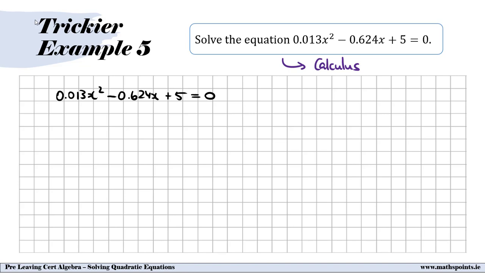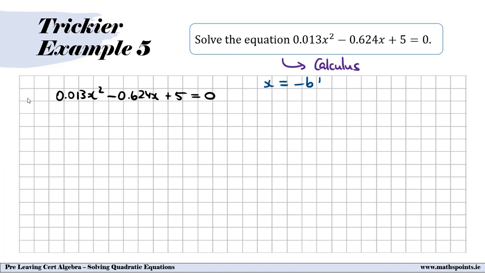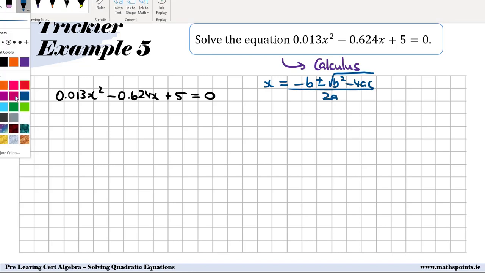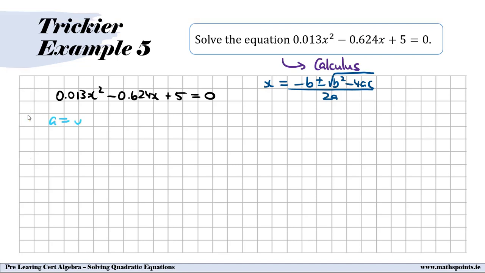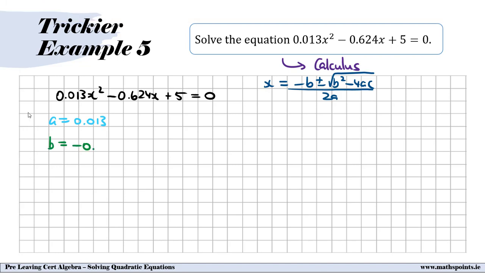So what we'll do is we'll launch straight into using the minus b formula. So again, writing down the formula, x is equal to minus b plus or minus the square root of b squared minus 4ac all over 2a, and then assigning our values for a, b, and c. We have that a is equal to 0.013. We have that b is equal to minus 0.624. And then finally we have that c is equal to 5. So we're just going to sub these values in.